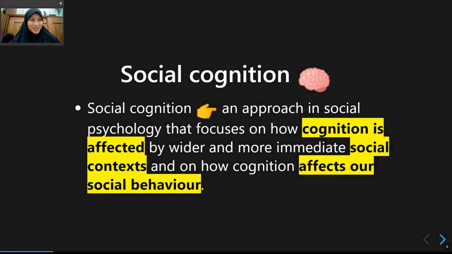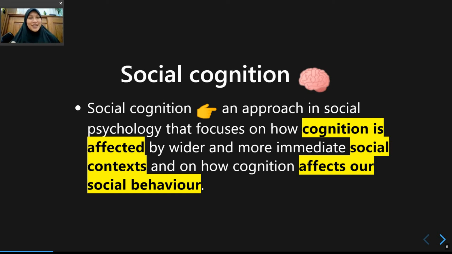But in this course, when we revert to social cognition, you're going to learn a very specific approach in social psychology that focuses on cognitive processes, both those that you're aware of and those that you are not aware of, and they could also affect our social behavior and be impacted by our social environment.